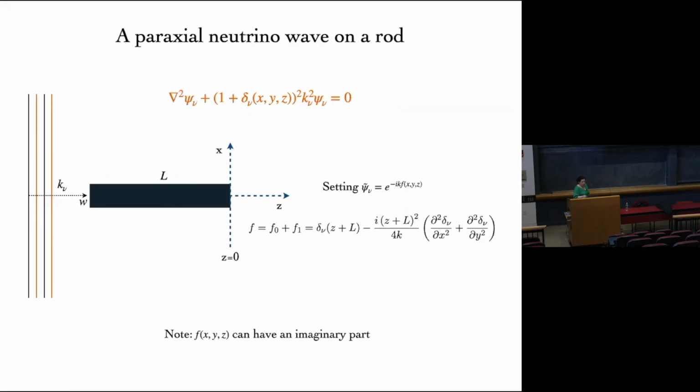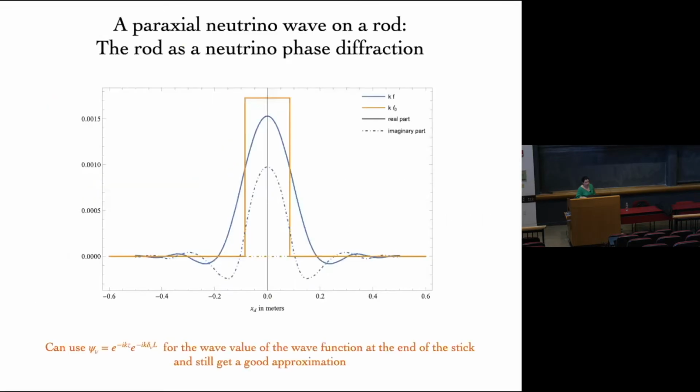But if you do this, you still find that the neutrino wave still acts like the stick is a phase diffractor. So this is what you get. This is the exponential of e to the minus ikf. This is kf here that you plot on this axis as a function of the distance from the center of the stick. So this orange thing is what you get if you assume that the stick just plays the role of a phase diffractor.